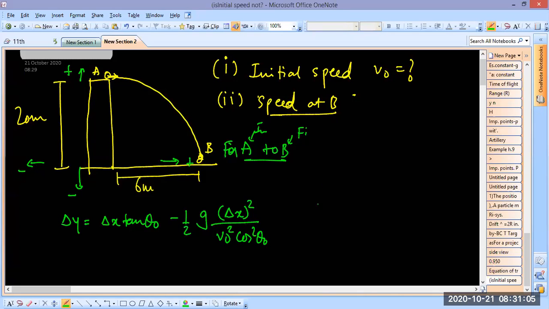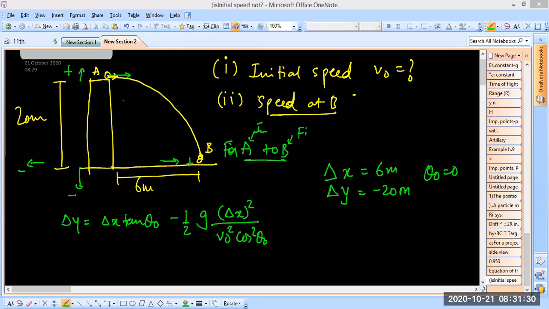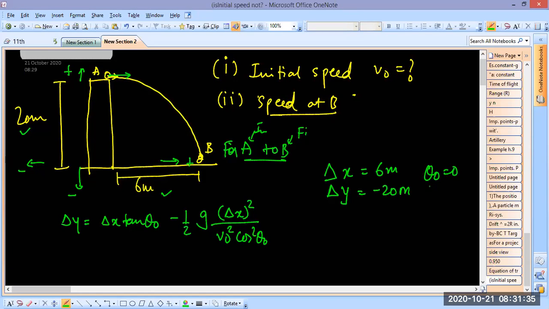Now for A to B, have a look at this carefully. A to B, delta x is plus 6 meter, delta y is minus 20 meter, and it was given in the question that this is thrown horizontally. So theta 0 is equal to 0. How do we know that the equation of trajectory should be used? Good thing. See, here we know delta y, here we know delta x, and we know the initial angle also, and we want to find v0. So all these things are related by this equation, correct?